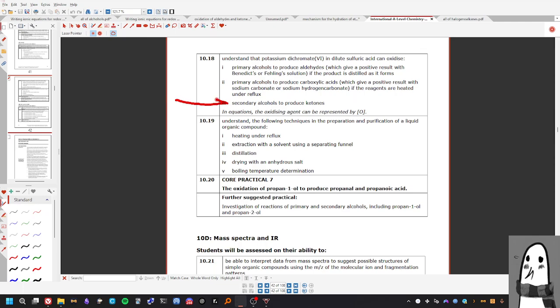Secondary alcohols produce ketones, primary alcohols produce carboxylic acids, and aldehydes as well. Oh my god, I'm so sleepy, guys. I'm sorry. The oxidizing agent can be represented as O.